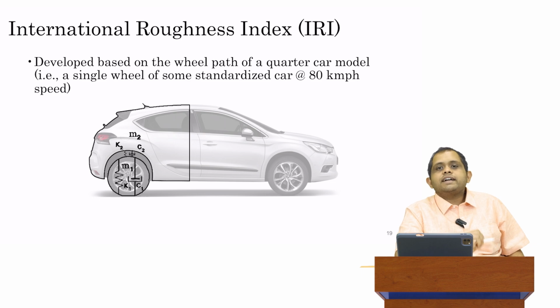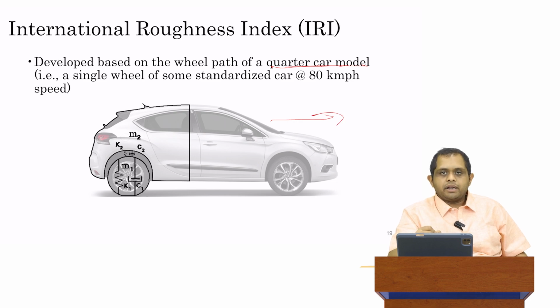So what is the International Roughness Index? How do we measure it? In order to measure it, we have to understand a concept which again the World Bank came up with, which is called a quarter car model. So here I have an image of a car. Now, for those of you who are not mechanical engineers or not very inclined towards cars, let me give you a quick summary of how a car behaves. So obviously the car has some load and obviously the car is moving at some speed.